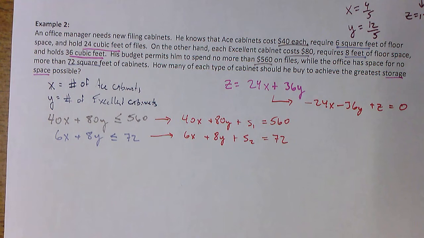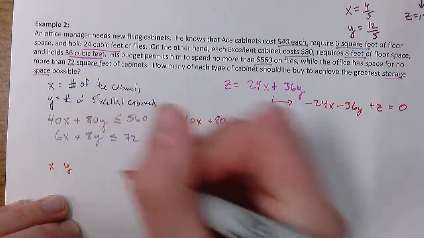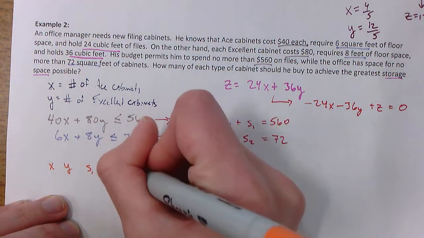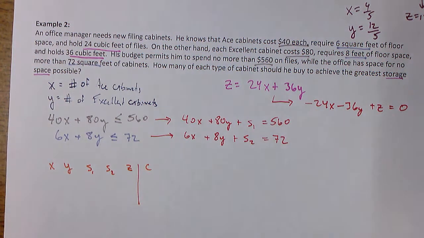Cool. All right. So now setting up our simplex table. That's my next step here. I'm going to write out all my variables just to help me out. I've got an x and a y. I have an s1 and an s2 and a z. And then that's it, right? The last thing's my constant, which you can write as c. If you don't want to write a c, that's cool too.